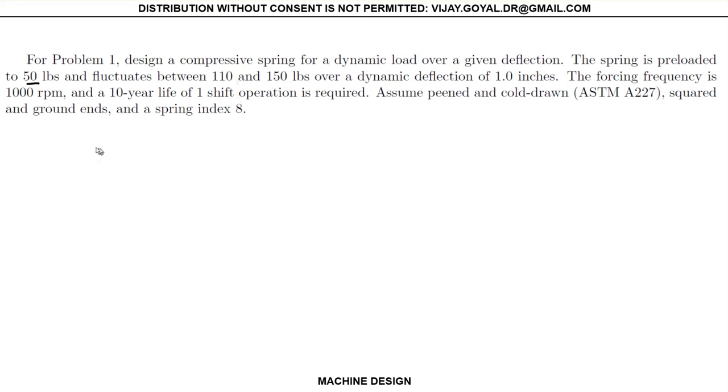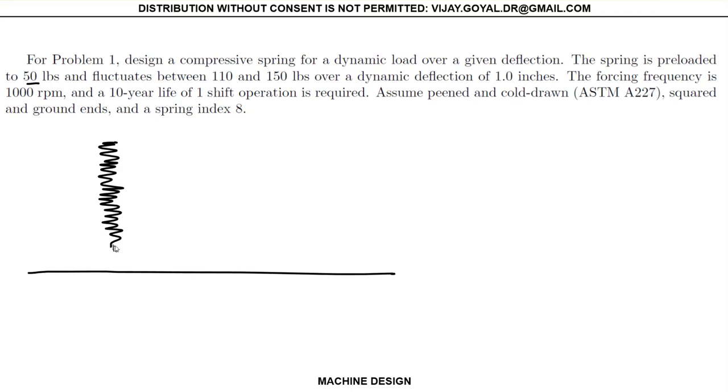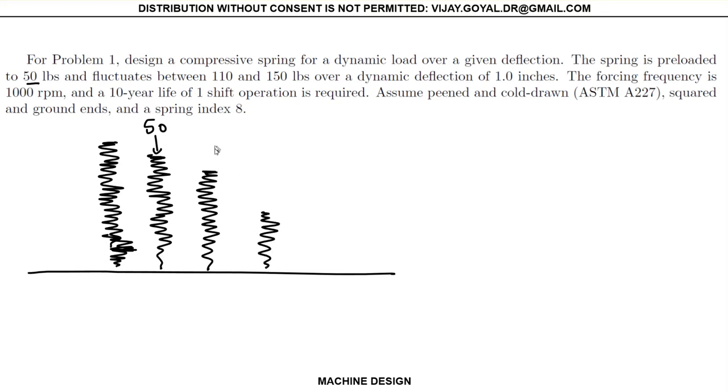So what we are basically saying is, let's consider we have this spring here. We're going to apply some load to the spring initially. We're going to apply 50. And from 50, we're going to fluctuate this. The working load is going to be 110 and 150. So this is 110 and this is 150.